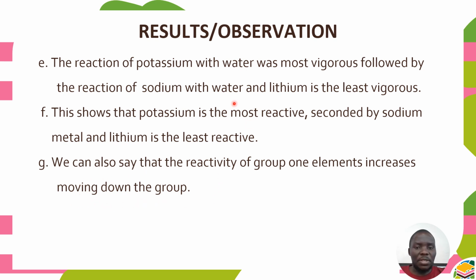So the reactivity of group 1 elements, known as alkali metals, increases as we go down the group, such that potassium will be the most reactive, followed by sodium, then the last one is lithium. We can also say that the reactivity of group 1 elements increases moving down the group.